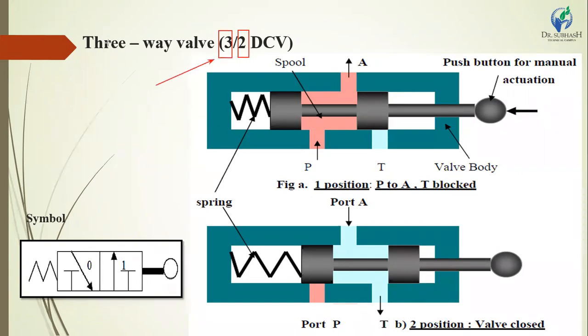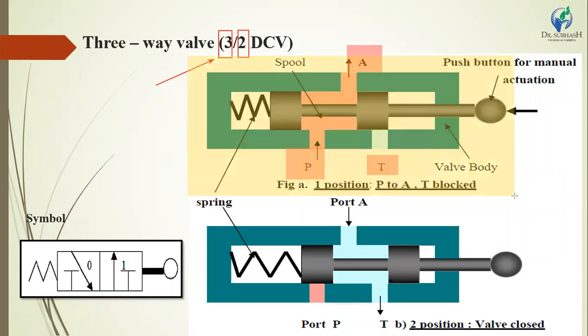The meaning of 3 is that there are point 1, point 2 and point 3. These 3 points are called ports: port 1, port 2 and port 3. The number of ports is 3. And 2 means the number of positions possible. There is one position, and the second position is also possible for the 3 by 2 DCV. 3 means number of ports and 2 means number of positions.